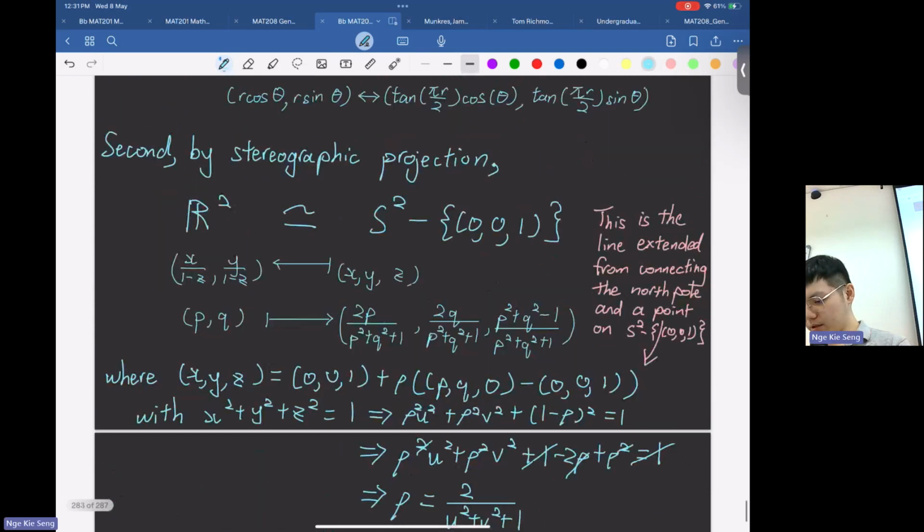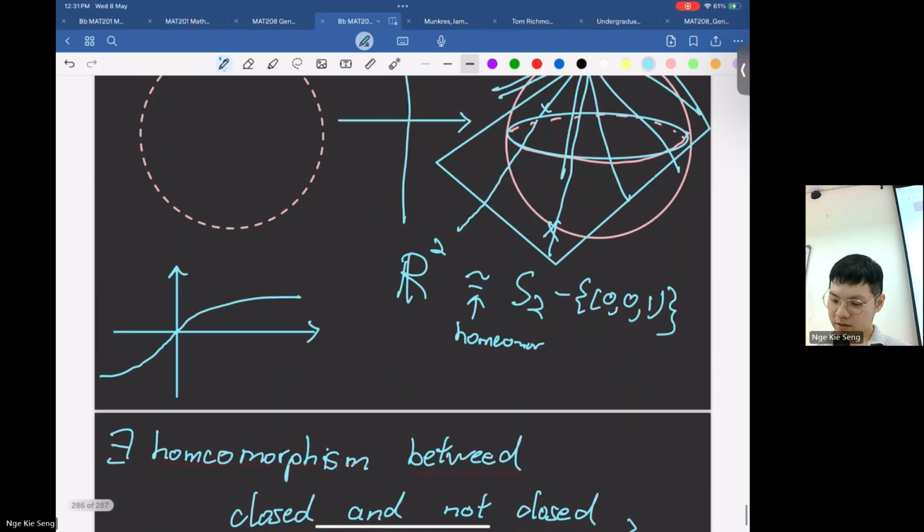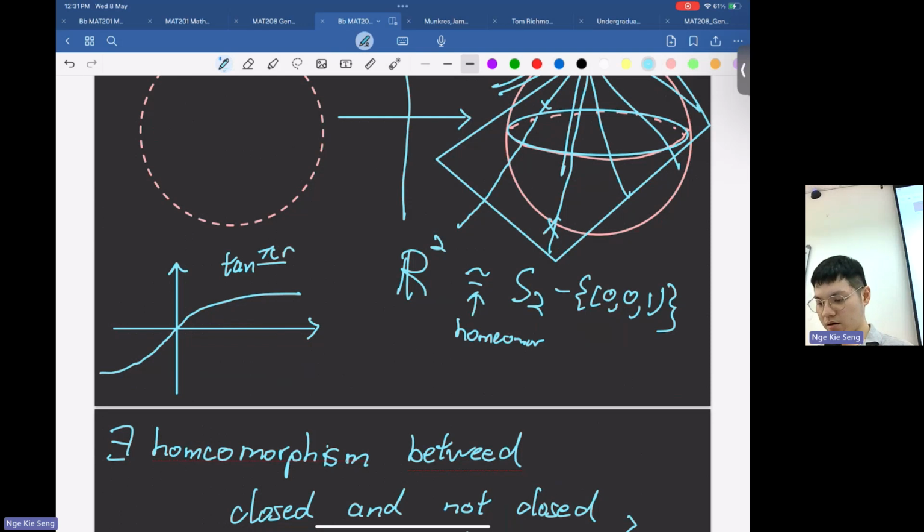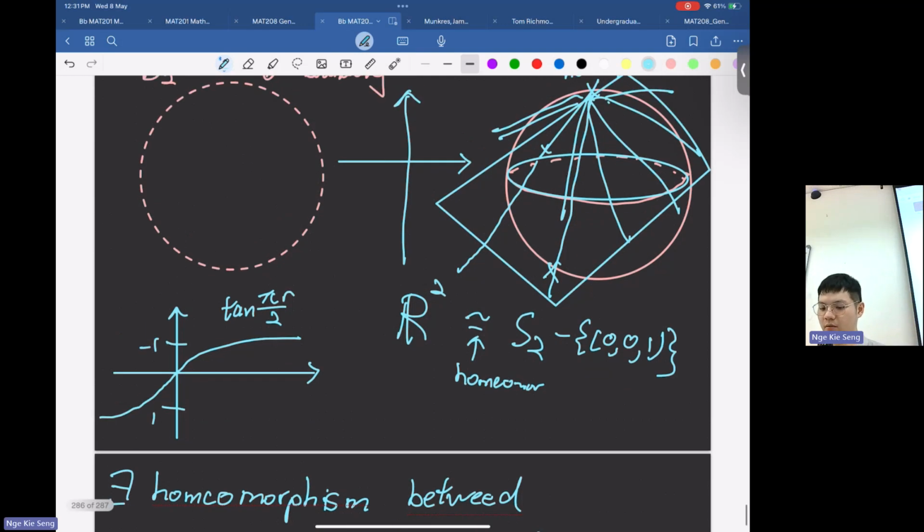This map is tangent of pi r over 2. So here it is from 1 to minus 1. What am I doing here? This map is mapping from R to R. Can you see what I am doing? I take a real line under this map, and this real line becomes like this. The top asymptote is minus 1, the bottom asymptote is 1. Is it true? You can check. Okay, I think this is true. So you take a line, and it becomes something like this.